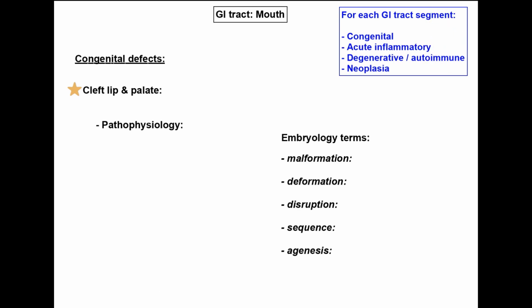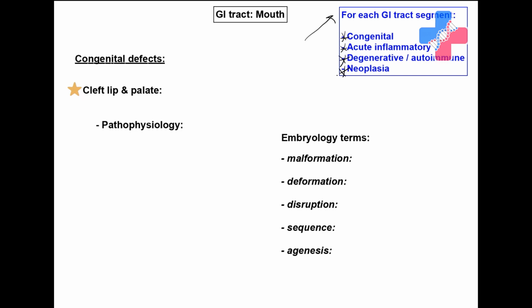Note that for any segment of the GI tract, one can name the most important cause of congenital abnormalities, acute inflammatory abnormalities including infections, degenerative and autoimmune diseases, and neoplasia. And if you do this for each segment of the GI tract, mouth, esophagus, stomach, and so on, then you can master the disease quite easily based on this simple and effective organization.